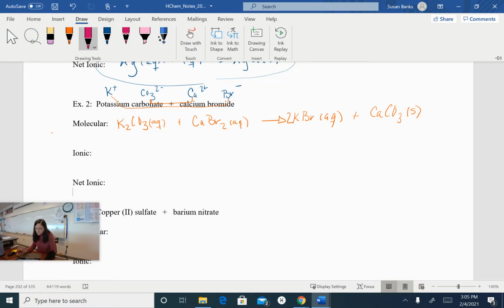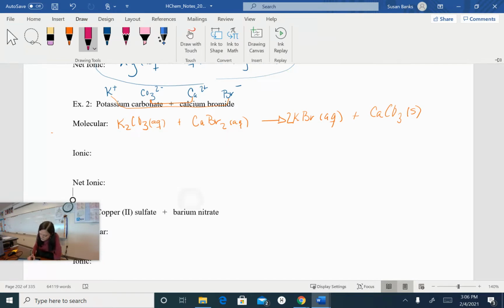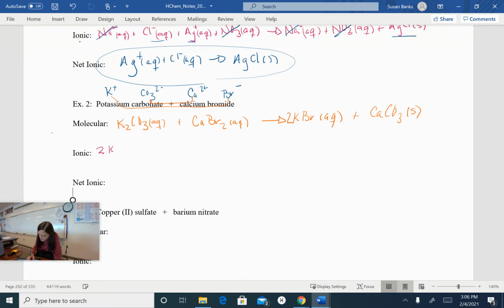That is aqueous, so we're going to break it into the individual ions. That 2 actually comes out because the potassium is a +1. We've got 2 potassium +1 ions, a carbonate -2 ion, a calcium +2 ion, and 2 bromide -1 ions.